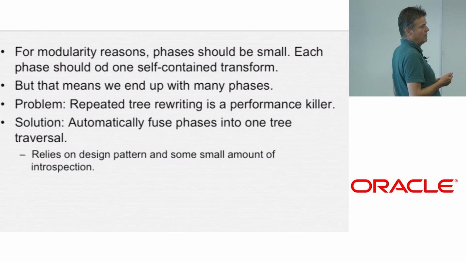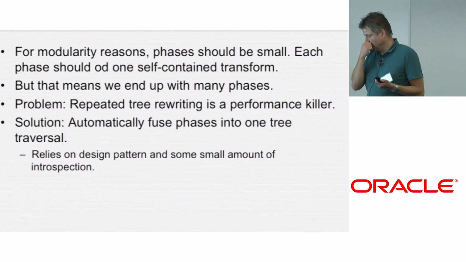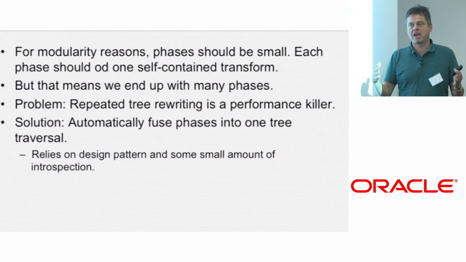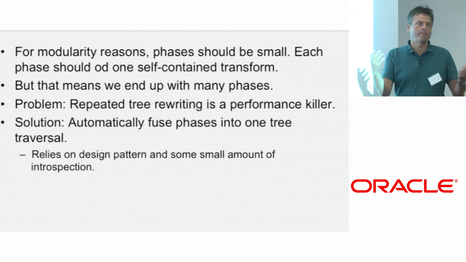So one way you can lower that cost is by having larger phases. Phases do more things, but that means you give up modularity. These phases now essentially are a grab bag of features, and it's very hard then to argue what they do.